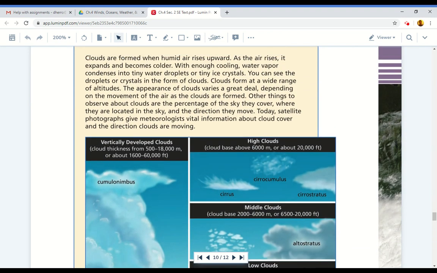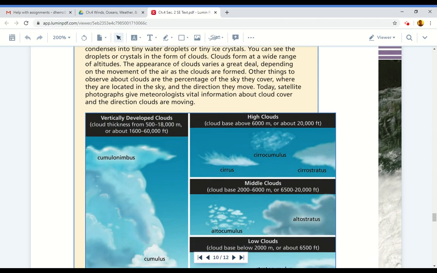Clouds are formed when humid air rises upward. As the air rises, it expands and becomes colder. With enough cooling, water vapor condenses into tiny water droplets or tiny ice crystals. You can see the droplets or crystals in the form of clouds.